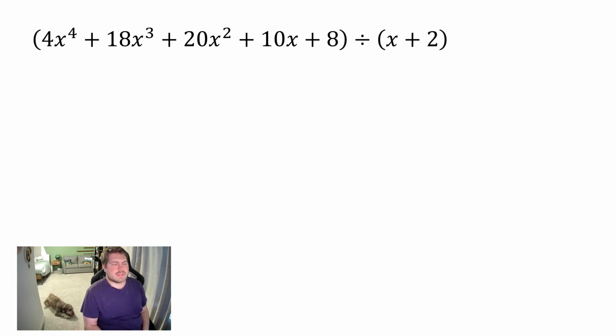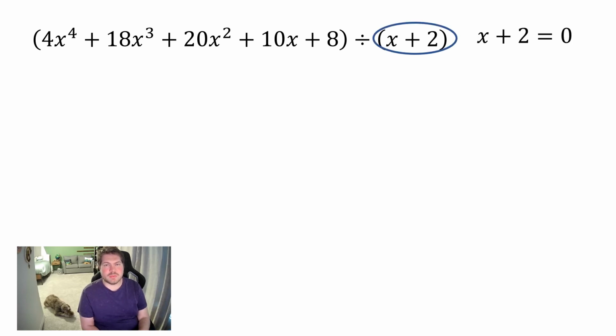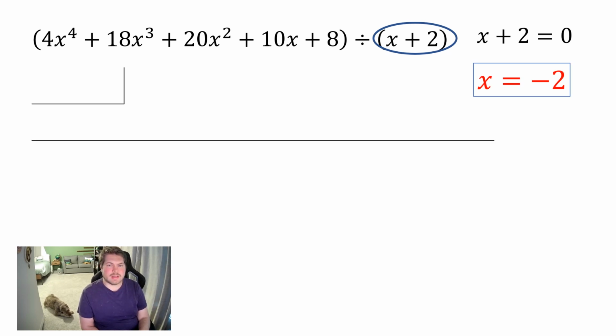Okay, so this one looks scary. And if we were doing long division, it probably would be scary. But with synthetic division, this is going to be super easy. Again, we just want to see what makes x plus 2 equal 0, which we know is going to be -2. So we're going to put -2 in our little box thing. Bring all the coefficients down. 4, 18, 20, 10, 8.